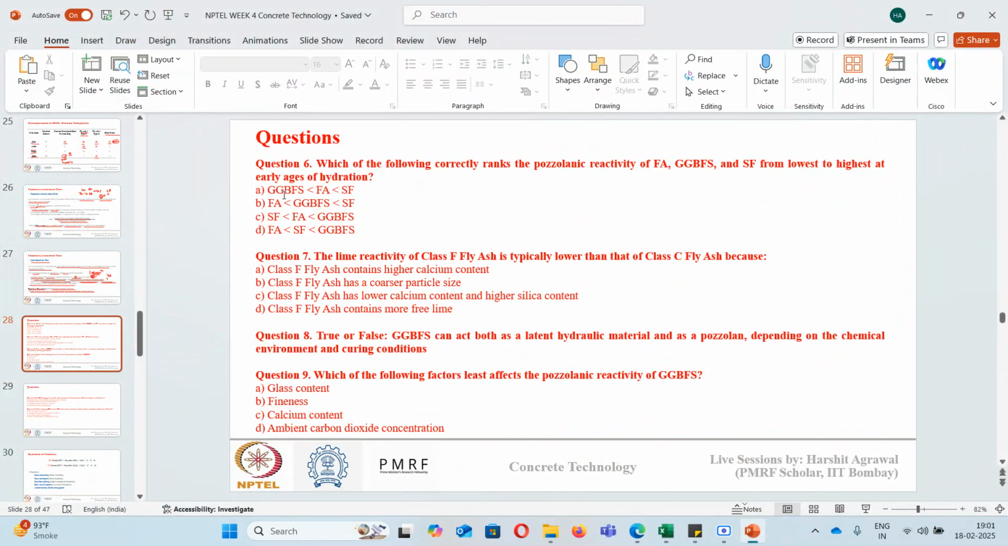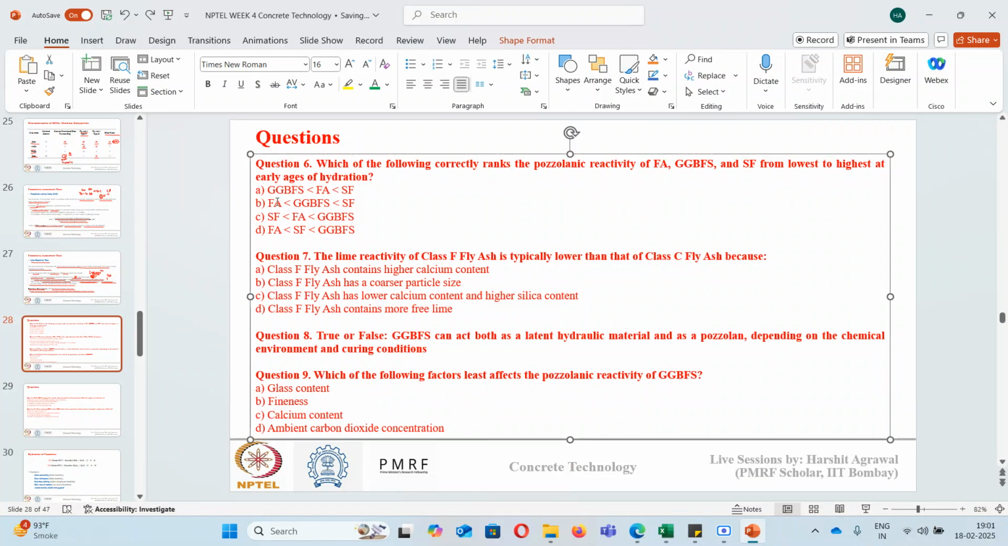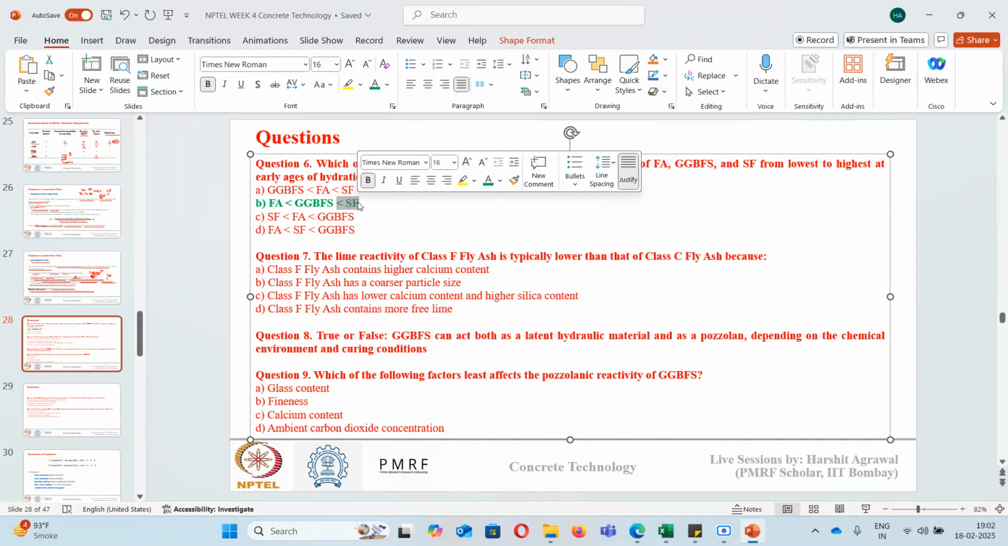Okay. So for the first question, the answer will be B. Why? Silica fume has the highest pozzolanic reactivity because of its ultra fine particle size and high surface area. Then I have GGBFS. It is less reactive than silica fume but more reactive than fly ash. Why? Because it shows latent hydraulic properties. So it has pozzolanic reaction ability and it also has self-cementitious ability.